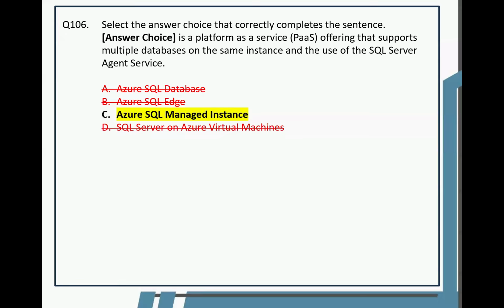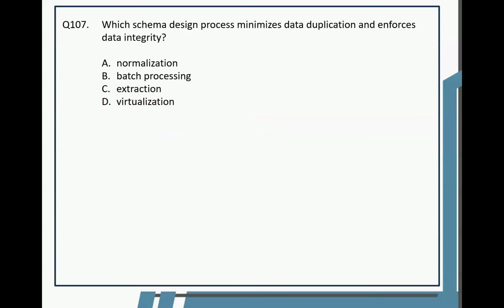Let's now go through the statement of question number 107. Which schema design process minimizes data duplication and enforces data integrity? Your options are normalization, batch processing, extraction, virtualization.